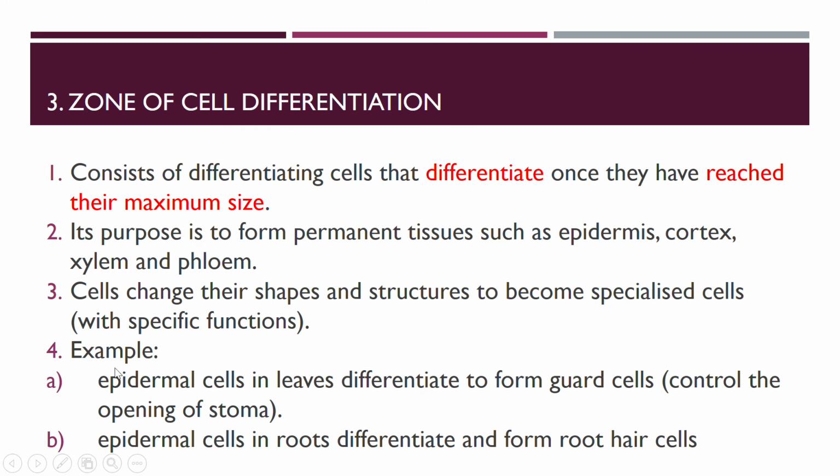So example, epidermal cells in leaves. Leaves tu memang ada epidermal cells kan? Dia akan differentiate form guard cells yang control opening dengan closing stoma itu. And also epidermal cells in the roots yang modified. Macam in the previous lesson, I already mentioned these two examples where the root has hair cells and also guard cells. They are examples of modified epidermal cells. Again, can you see the relationship?